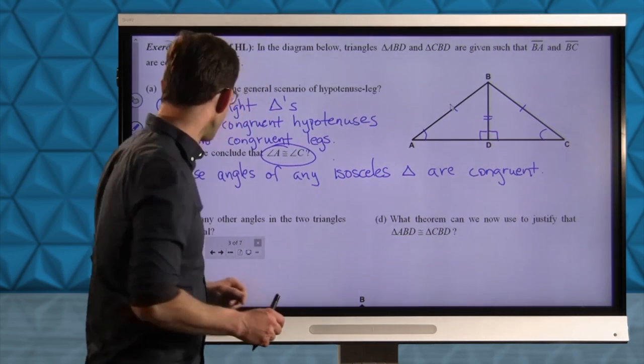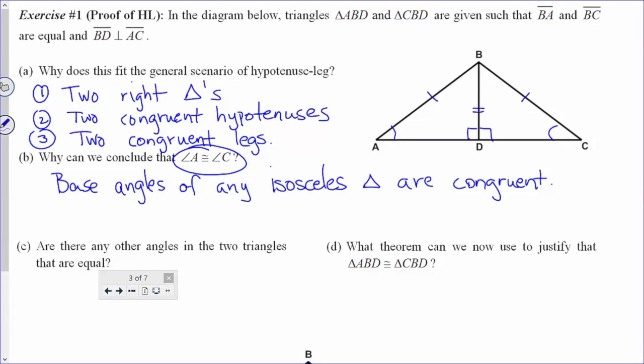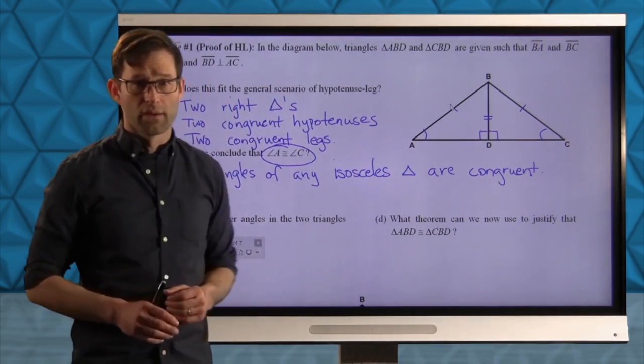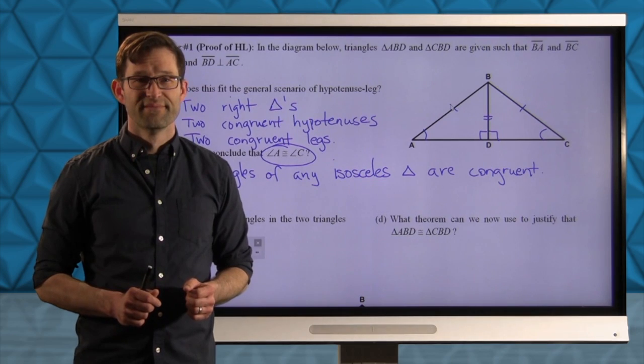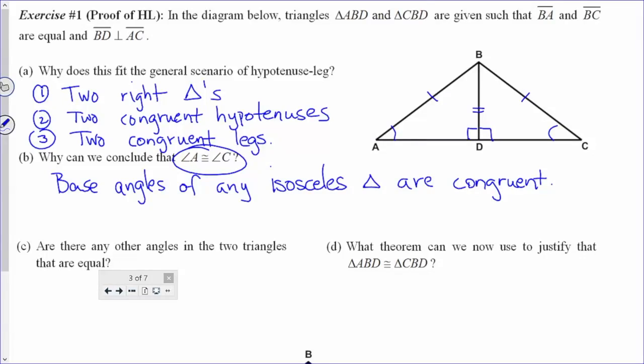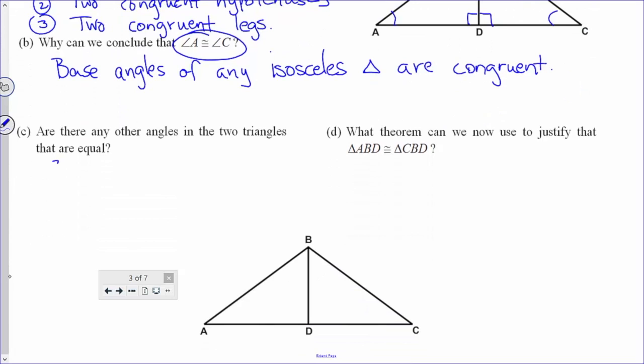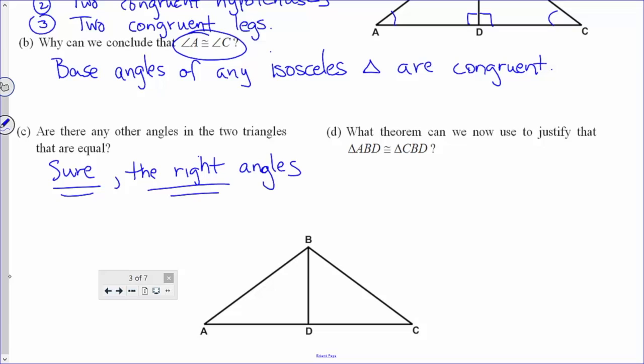Take a look at C. Are there any other angles in the two triangles that are equal? This should be easy. Well, sure there are. In fact, I'll just say it right now. The right angles. All right.